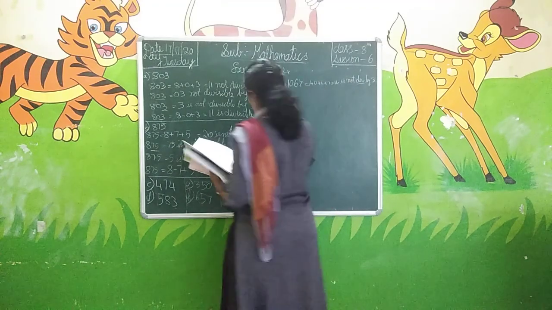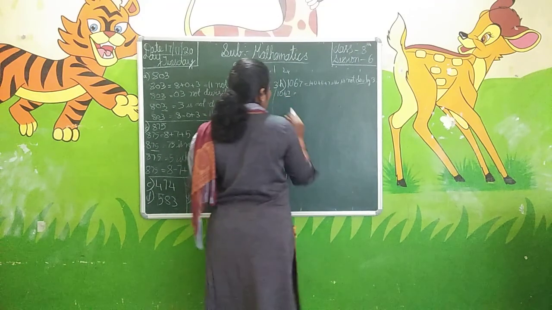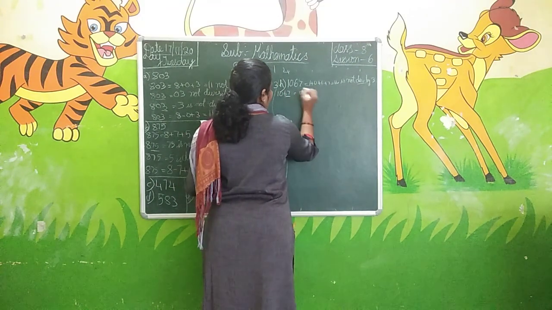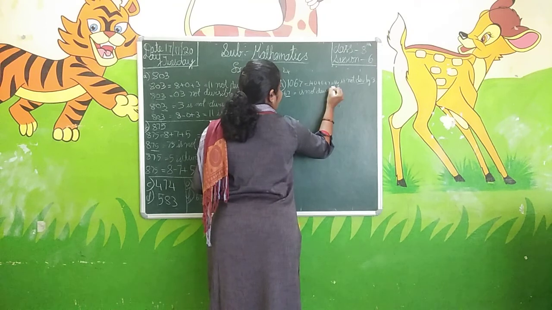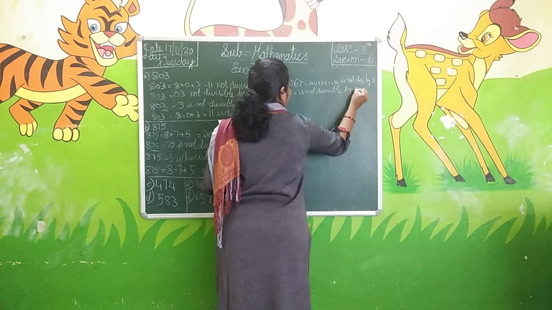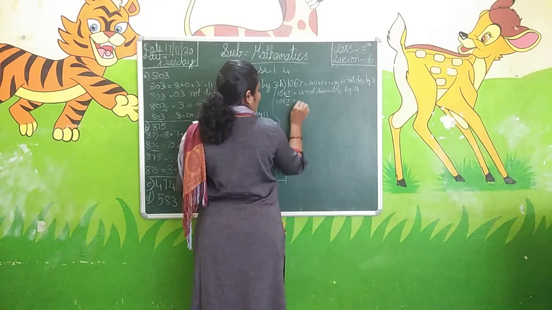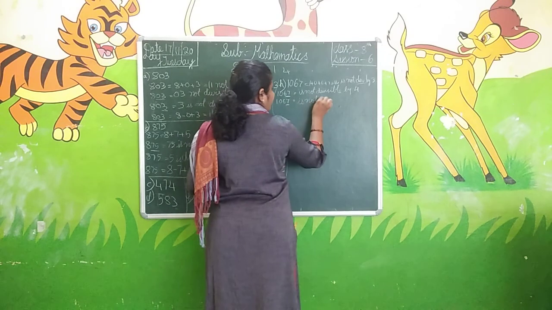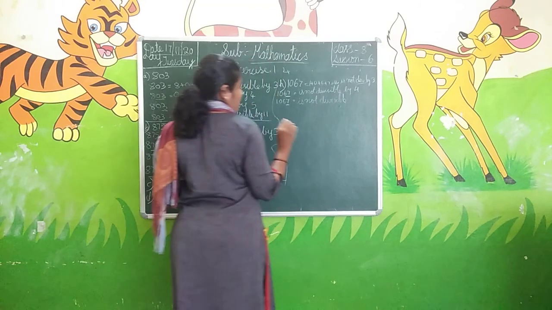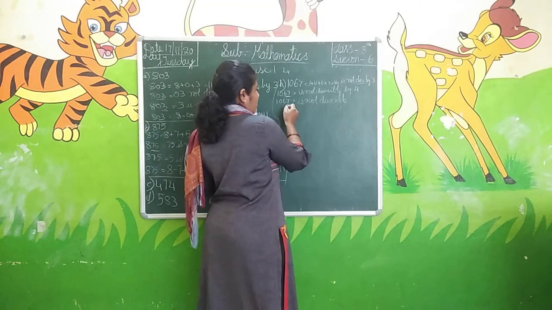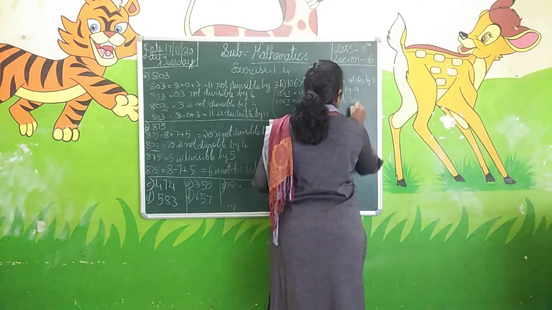Next, to see if it is divisible by 4 or not, 1067. The last 2 digits should form an even number, but we got an odd number, so it is not divisible by 4 also. The last digit is 7. It is also not divisible by 5, because a number ending with 5 or 0 is divisible by 5. But we got 7 here, so it is not divisible by 5.